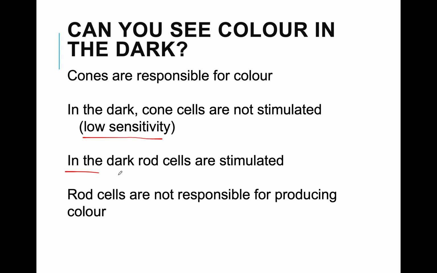In the dark, only the rod cells will be stimulated, but because there is only one type of rod cell and one type of rhodopsin, those rod cells are not responsible for perceiving or producing impulses to perceive colour. So it is not possible to see colour in the dark unless that colour is from a bright light intensity.